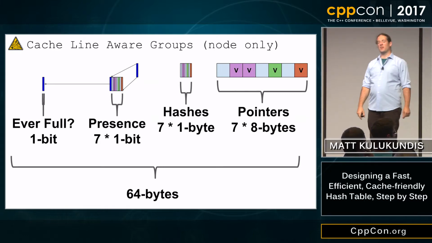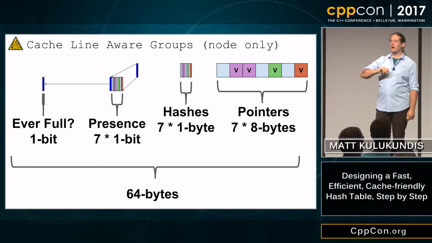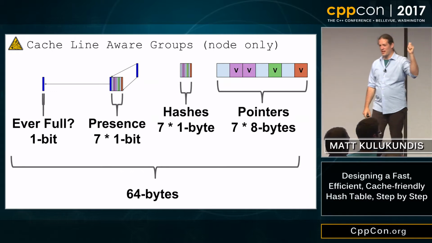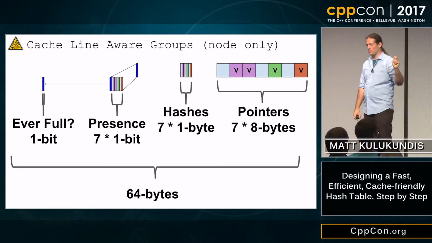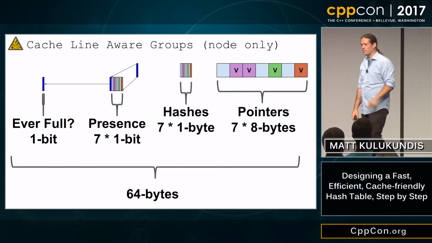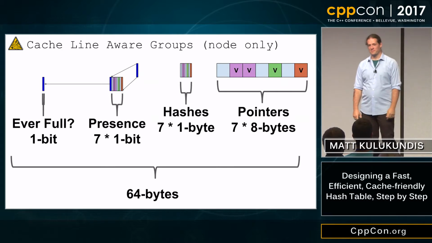Of those, 7 of the bits in it will represent whether an entry is there or not. And finally, the last bit will tell us, has this group ever been full? Because that is the only question you need to know whether you should probe to the next group. And if you add those up, it's 64 bytes.